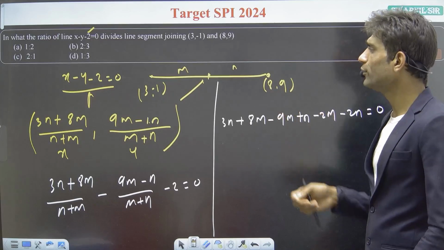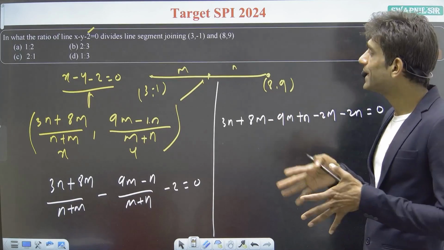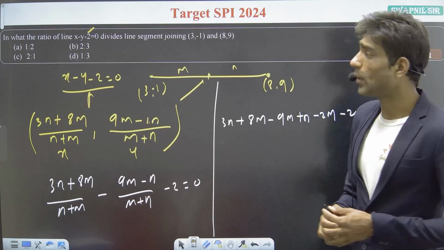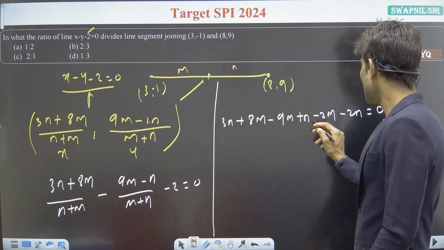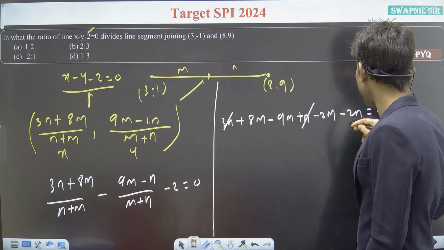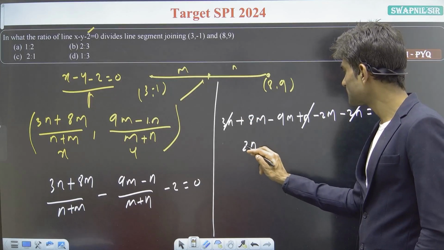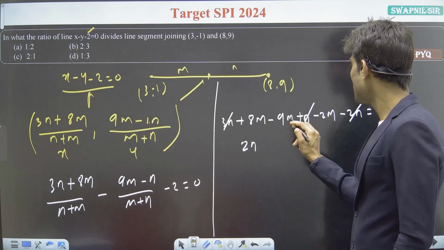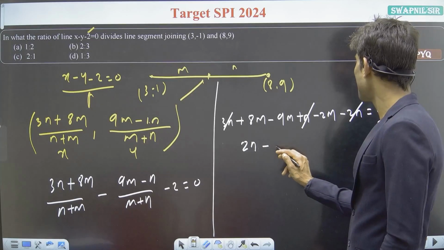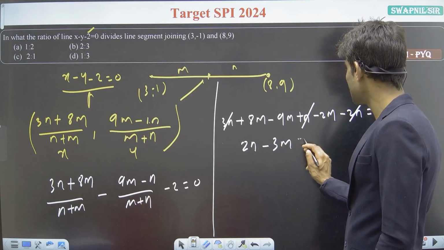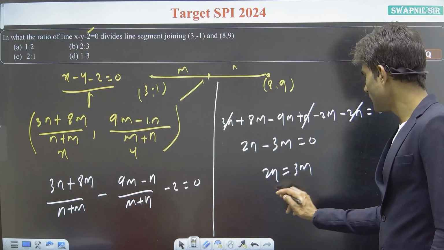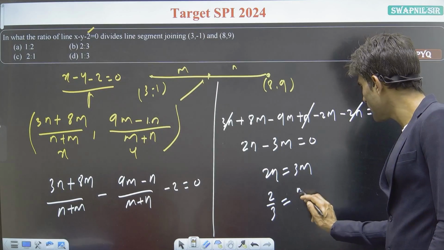Let's go for finding the value for m and n. So we will get the required ratio for our line segment which divides our point internally. Now 3n plus n, 4n minus 2n, we write 2n here. 8m minus 9m, so minus m minus 2m, we write minus 3m, which is equal to 0. So 2n is equal to 3m. So we write 2 by 3 is equal to m divided by n.